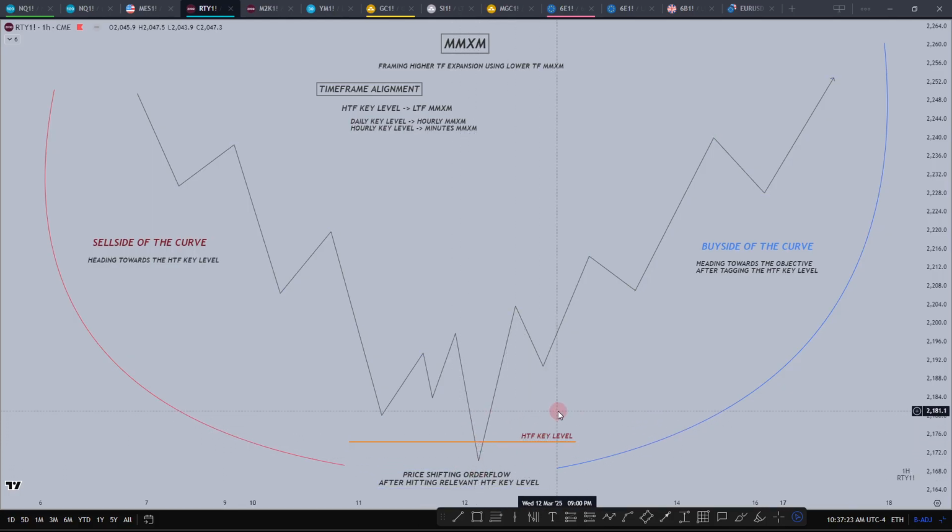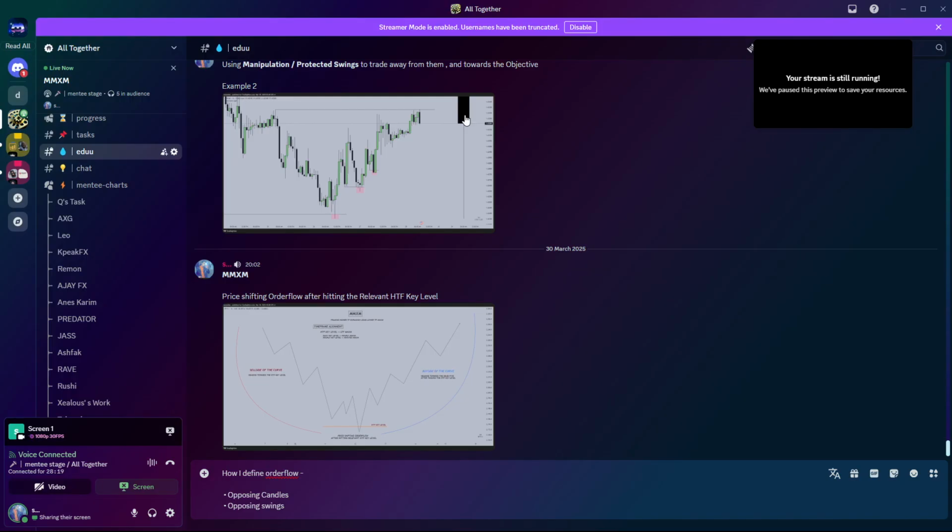H1 MMXM, H4 would be good when it makes much more sense to you. Depends on you. But like high time frame key level, you wanna frame one or two time frames lower to frame the MMXM. Daily, you go lower, 4 or 1 hour or 30 minutes if you need. Hourly or H4 key level, you go lower, 15 minutes, 5 minutes, 3 minutes, 1 minute MMXM. Okay, you go lower on the time frames to frame MMXM. This is clear now, the time frame alignment thing.